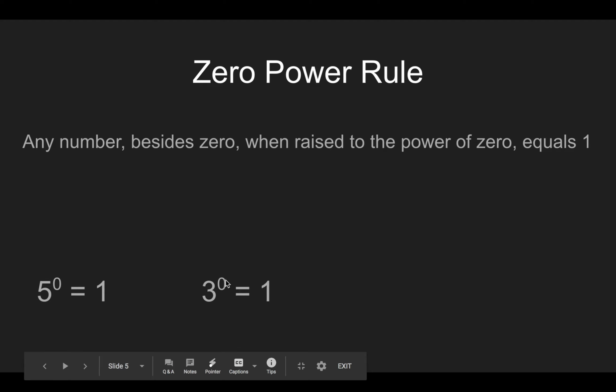So our first rule, the zero power rule. Any number besides 0 when raised to the power of 0 equals 1. So if we have 5 to the 0 power, the answer is going to be 1. If we have 3 to the 0 power, the answer is going to be 1. If we have 218,632,485 to the 0 power, the answer is going to be 1. And this is the 0 power rule.